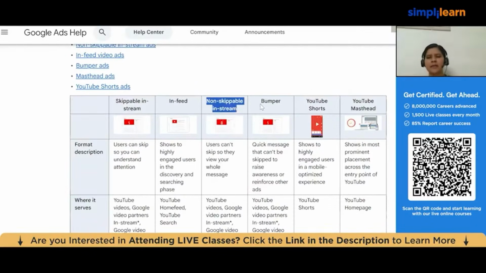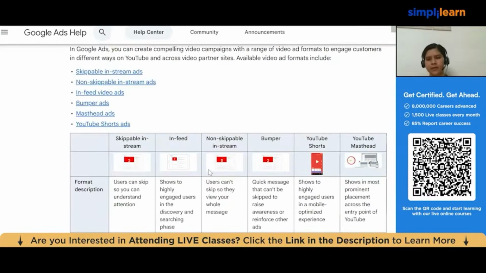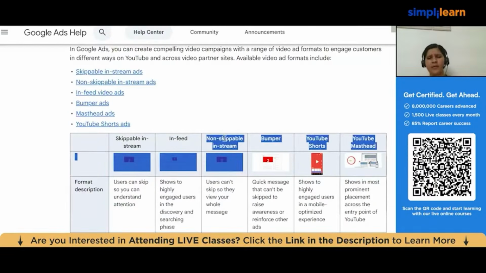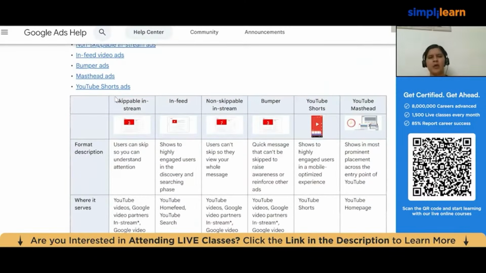If you can't skip non-skippable and you can't skip bumper, then what's the difference? The difference is the time duration. Your non-skippable ad will last for 15 seconds, and your bumper ad would only last for 6 seconds. So if you have a shorter, crisp video to promote and you don't want people to skip it, use a bumper ad. If you have a longer video, then you go with the non-skippable one. I have used both, and they worked for me as well. The CPV is obviously at a higher end, but as I said, I always favor the skippable one.